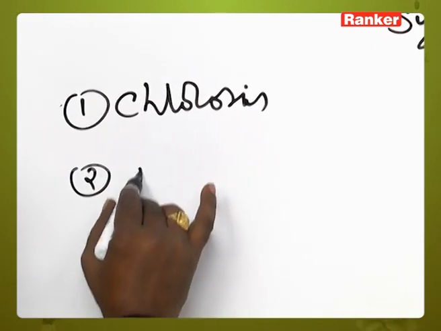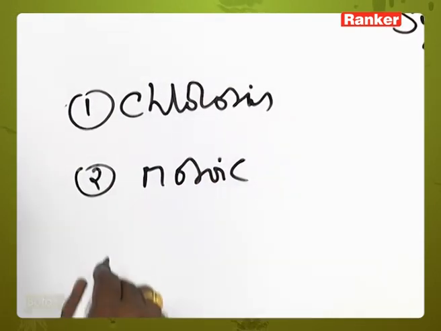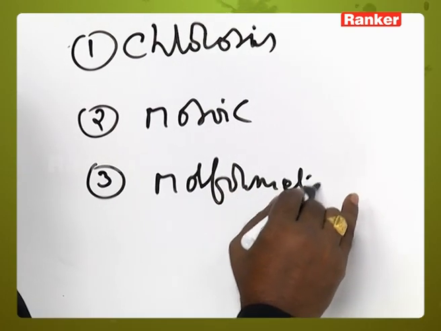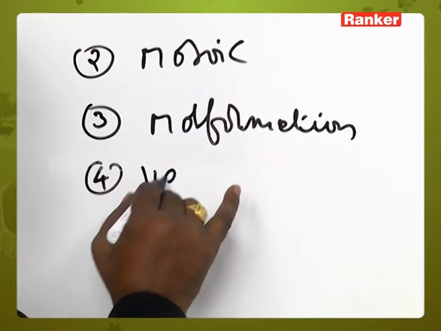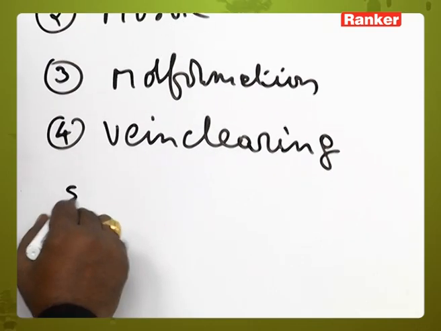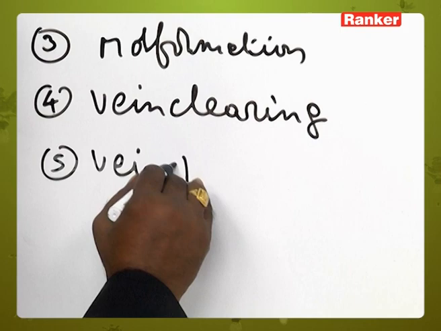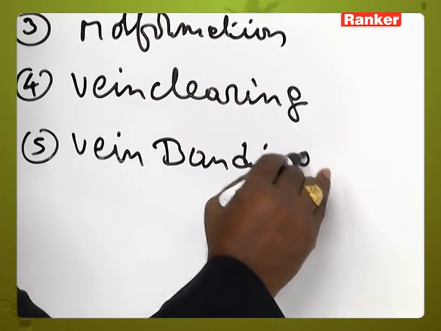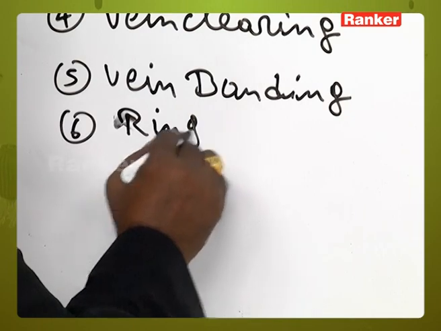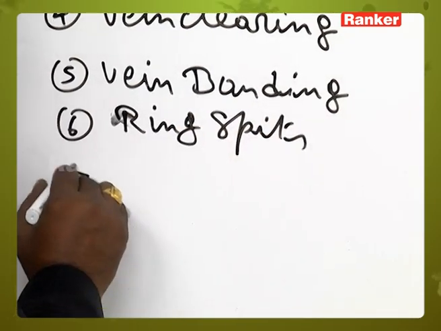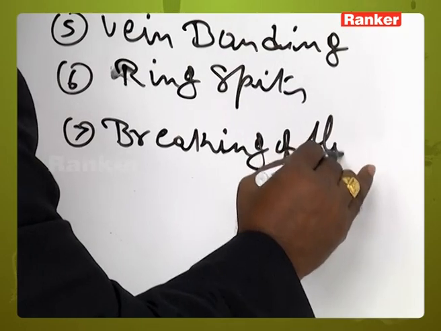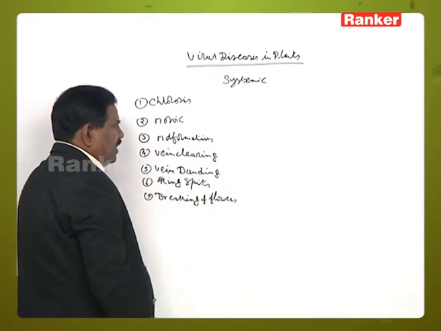Chlorosis, mosaic, malformation, vein clearing, vein banding, ring spots, breaking of flowers.